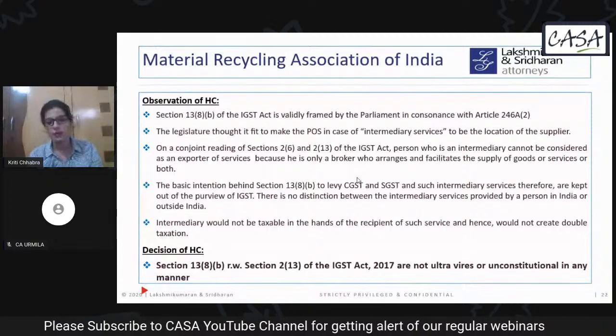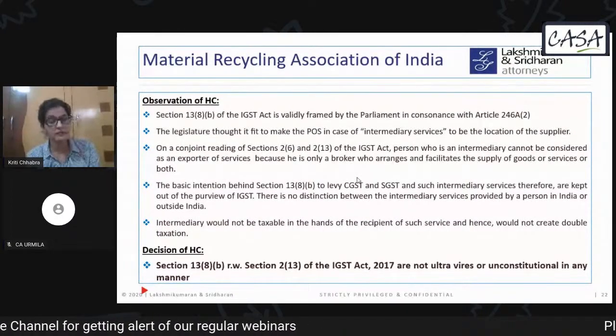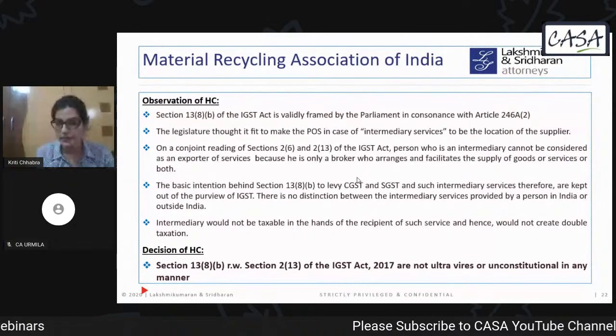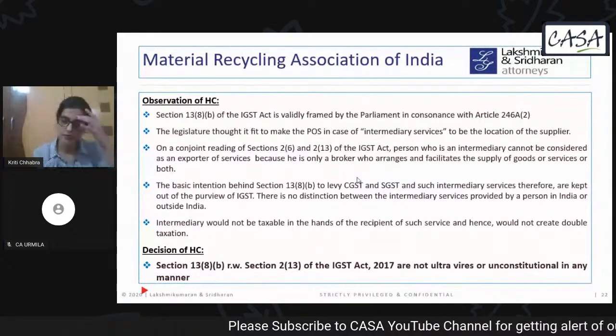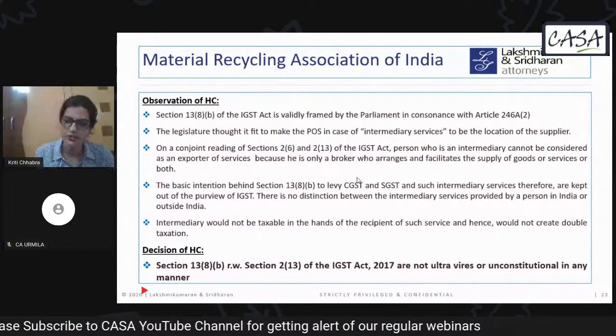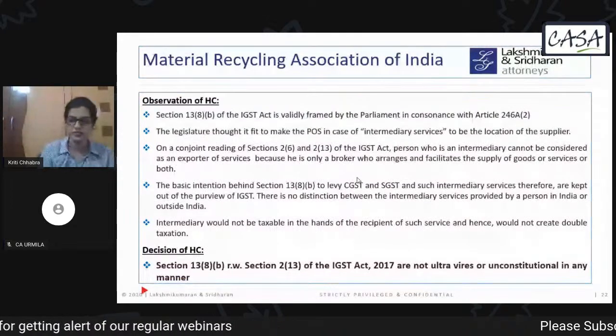Also, the court negated the argument that this would create double taxation by stating that the recipient is not required to pay tax under RCM in such cases. So basis that, the High Court held that Section 13(8)(b) is not ultra vires or unconstitutional in any manner. So this judgment seems fine to me.